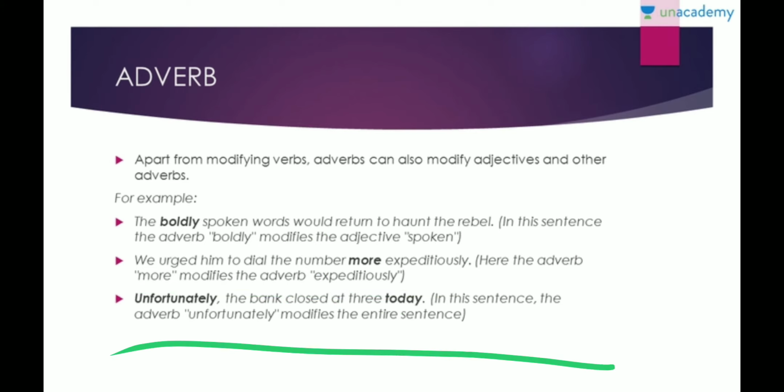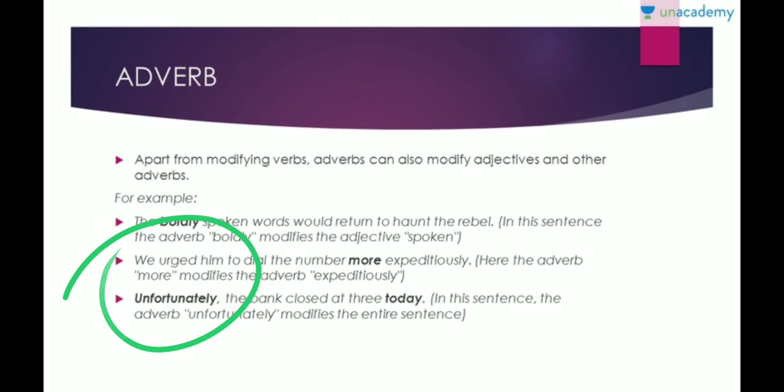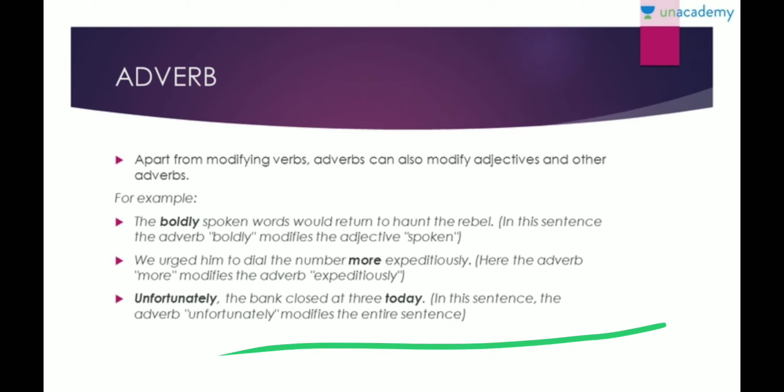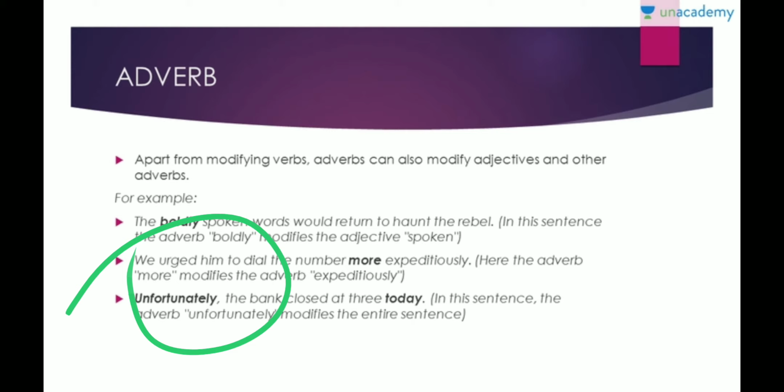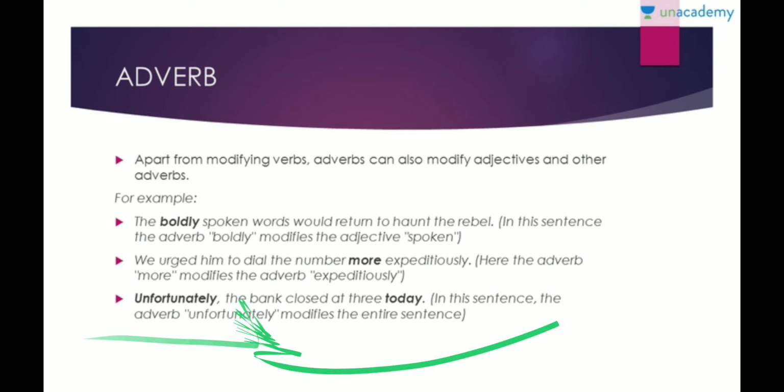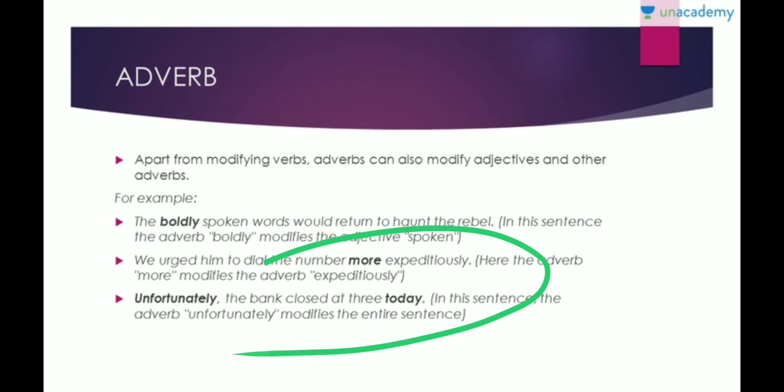Next is: unfortunately, the bank is closed at 3 today. Here unfortunately is modifying the entire sentence, that the bank is closed today. Without it, you don't know if it is okay or not; it is just another day. But when I say unfortunately, maybe you had some work, and unfortunately the bank is closed today, so you cannot work. So unfortunately modifies the entire sentence. And like we have talked about, an adverb also modifies an entire clause.